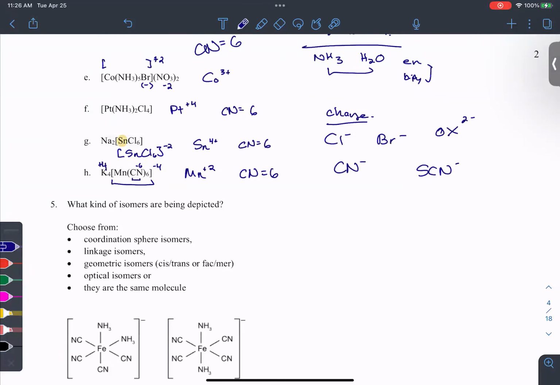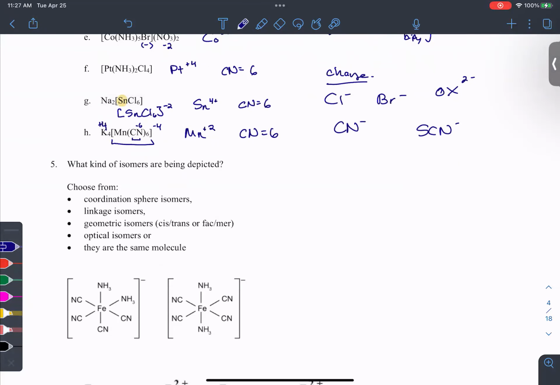of the compound. So this next part is, okay, well, if I give you pictures of these complexes instead, can you deduce what kind of isomer you're looking at?